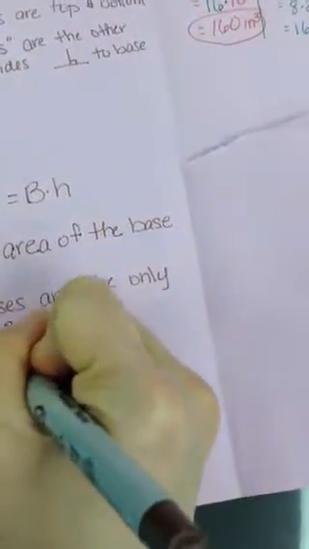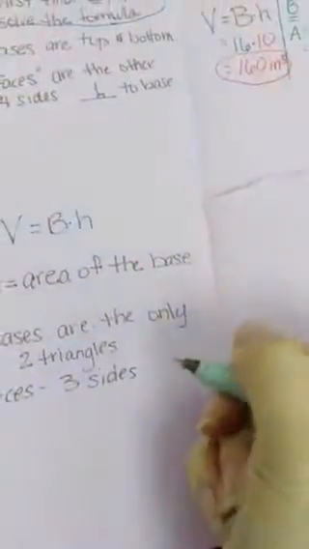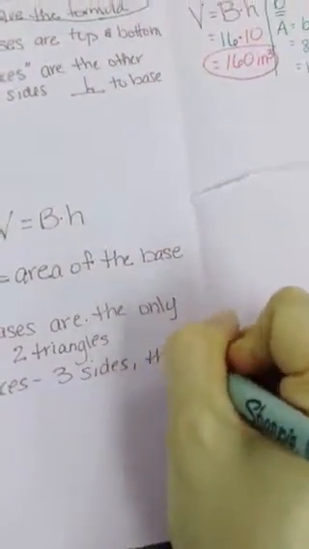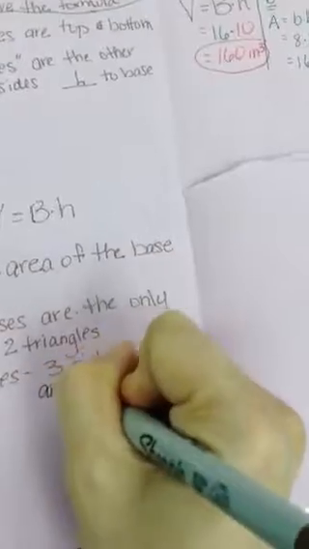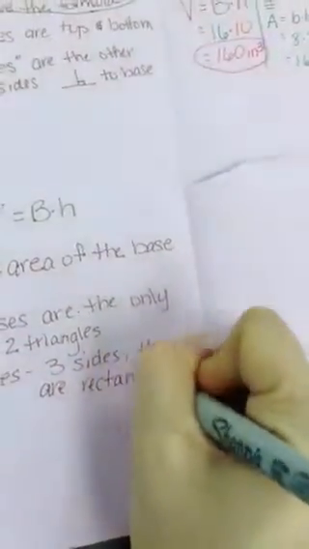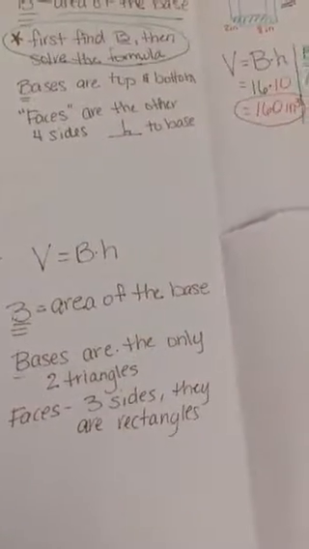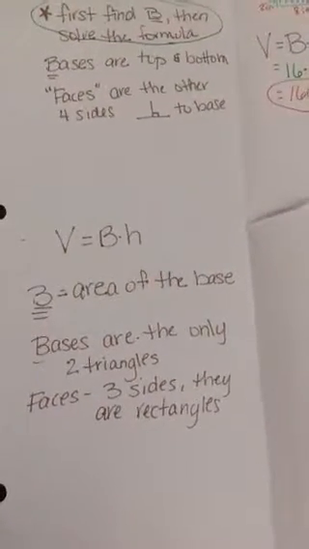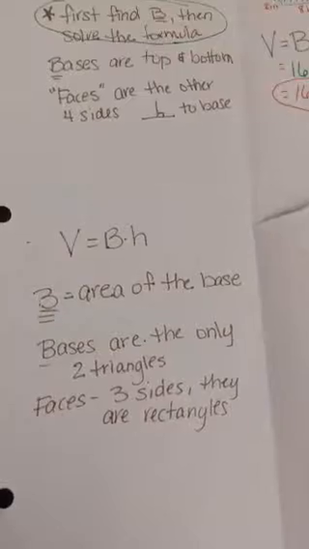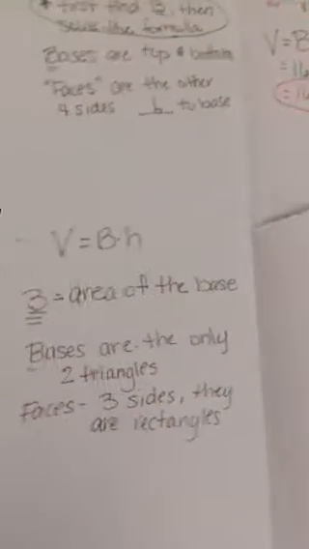So that leads us to our faces, and we have three sides that are called our faces, and they are rectangles. Or maybe squares, but I'll just go with rectangles just to make it easier. Alright, so we've got the two bases are the triangles, and in this case, the faces are rectangles.